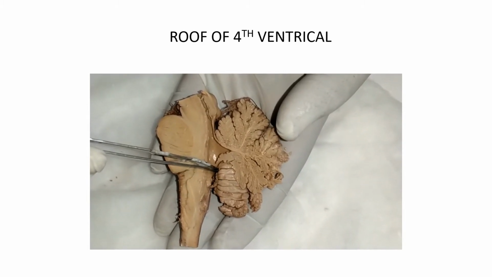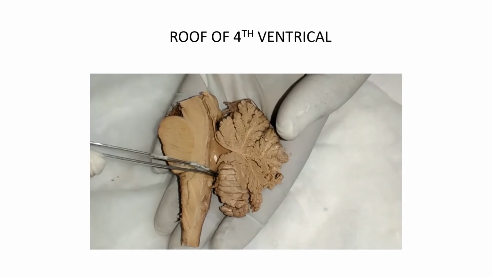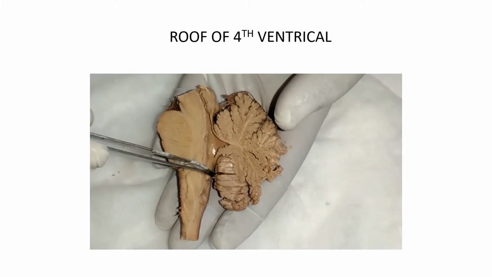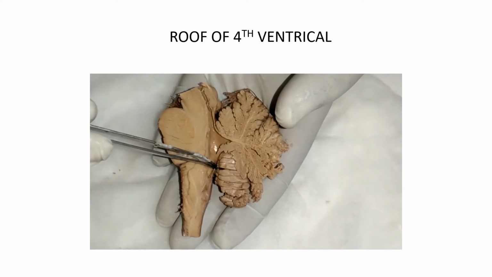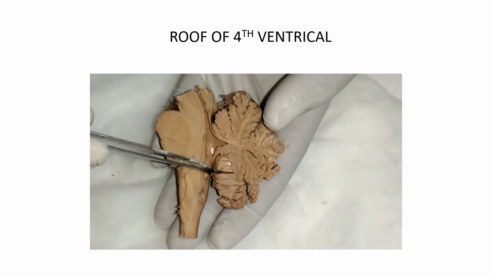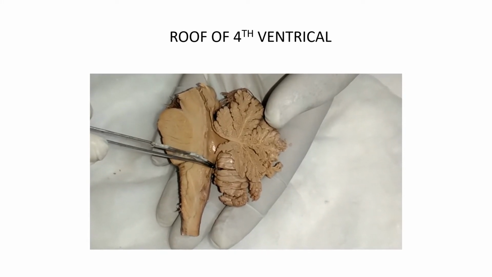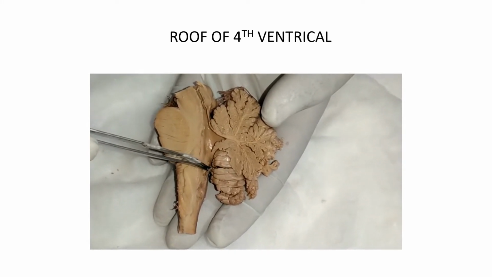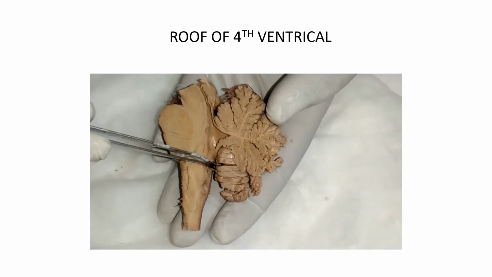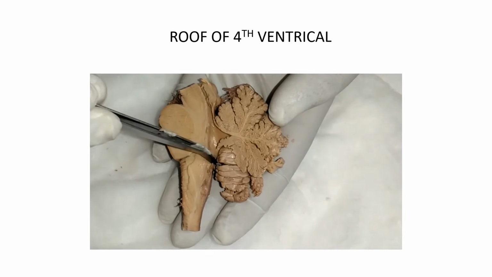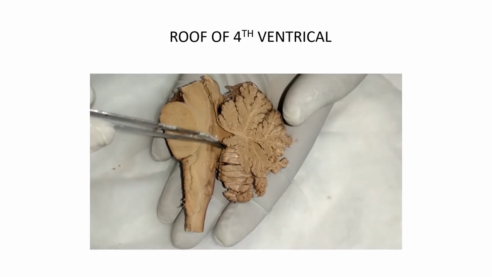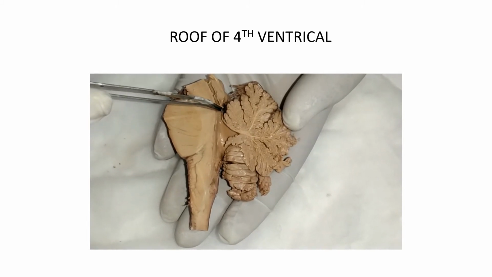The lower part of the roof is pierced in the midline by a large aperture. Here you can see the large aperture, called the foramen of Magendie, through which the cavity of the fourth ventricle communicates with the cerebellomedullary cistern. So this is the roof of the fourth ventricle.